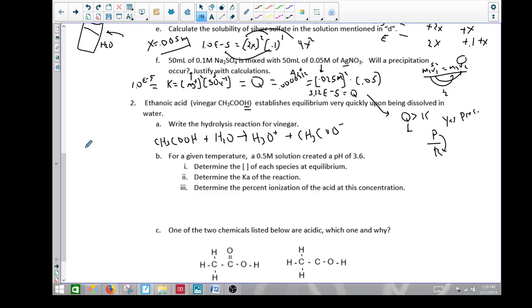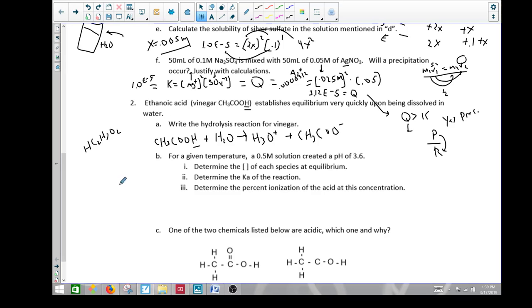Acetic acid could also be seen as being HC2H3O2. All right, that's the H that's donated. That's it. All right, so it says for a given temperature, a 0.5 solution creates a pH of 3.6. Determine the concentration of each species under equilibrium.